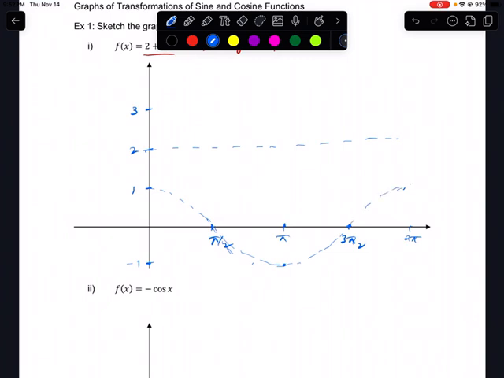But now I have to move everything 2 units up. So this pi over 2 is now over here, and this 3 pi over 2 is over here. So now the graph will be in 1 unit. So this point will go 1, 2.